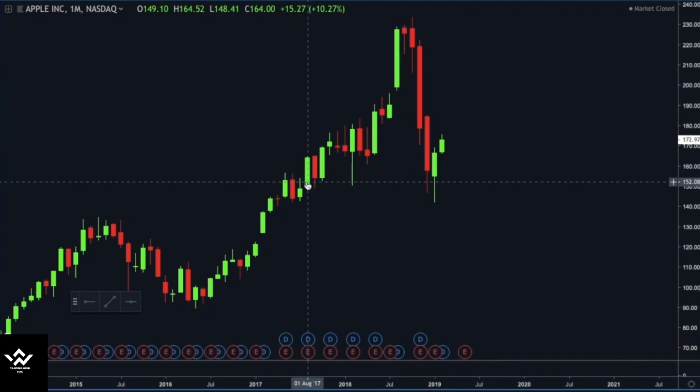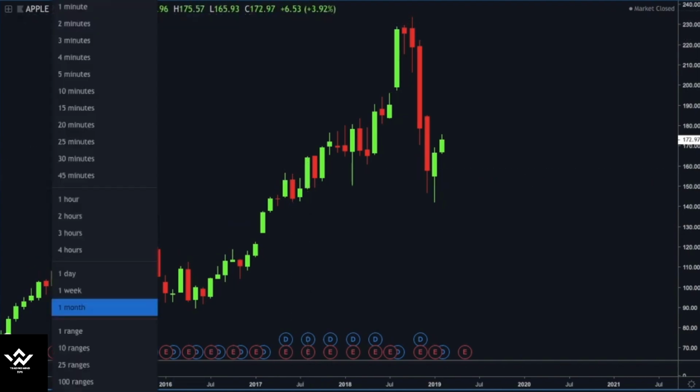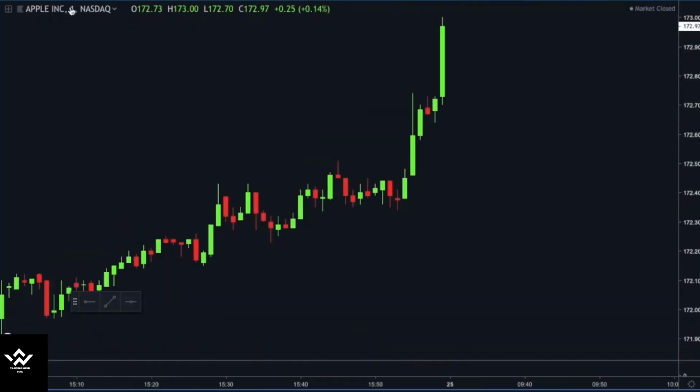And each one of these has an opening price for that month, the highest price of that month, the lowest price of that month, and the closing price of that month. So whatever time frame you choose, that is going to be whatever the candle represents. If I wanted to look at the 1 minute chart, I go to 1 minute, and now each one of these candlesticks represents 1 minute worth of price action.